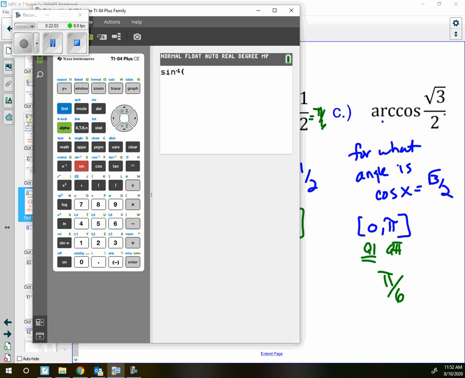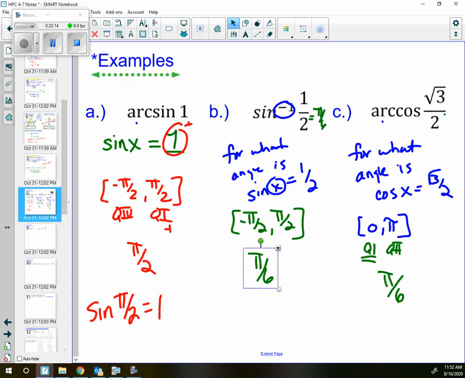Notice the inverse sine right above. I'm just going to put in the half. I did it in degrees because I think it's easier for you to recognize. 30, right? So you put in the ratio, and I'm getting the angle. So 30 degrees, that's why I came up with pi over 6. So I can check my answers. All right, let's try a couple more.